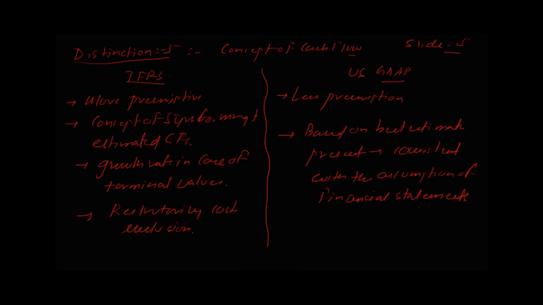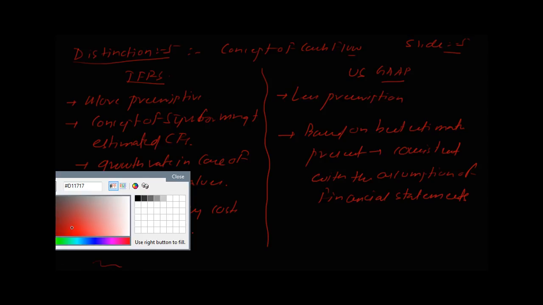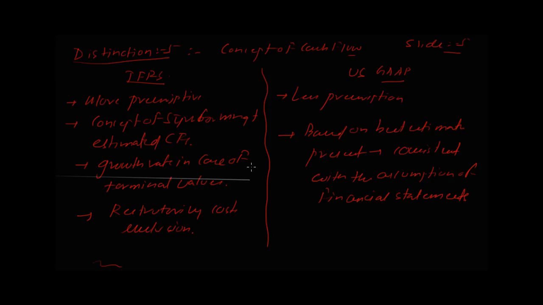The fifth distinction is the concept of cash flows. The concepts of cash flows are similar in case of IFRS and US GAAP, but there are certain distinctions that we need to discuss. The first distinction is that the guidance provided in IFRS is more prescriptive or more descriptive, but it's less descriptive in case of US GAAP. So US GAAP does not mention as much about the cash flows as compared to IFRS.